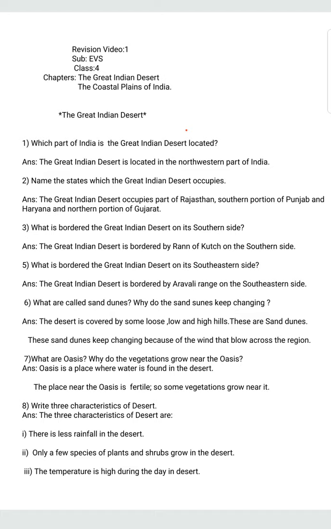Okay, next question. What is bordered the Great Indian Desert on its southeastern side? I have put a tick mark here, which means it is important for your exam. The Great Indian Desert is bordered by the Aravalli Range on the southeastern side.